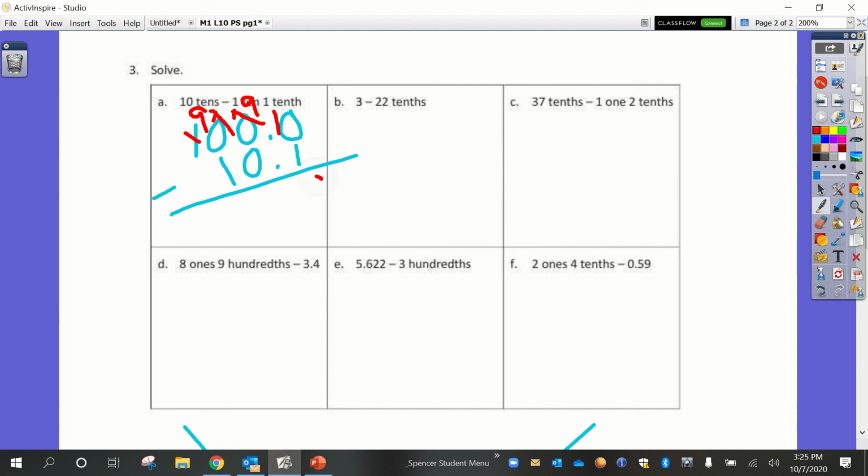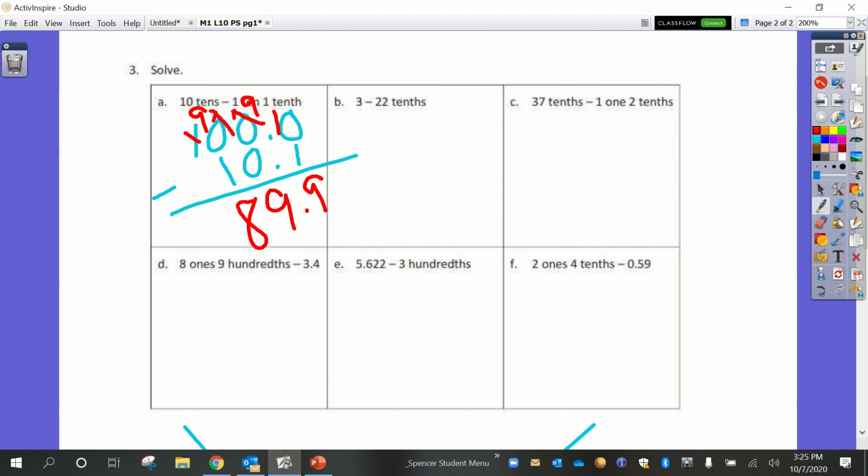10 minus 1 tenth is 9 tenths. 9 minus 0 is 9. 9 minus 1 is 8. You're done. So we're going to continue to try to do this for every single problem. Number 3. We're going to do these together unless you're feeling comfortable. Just go ahead of me. But please check your work.